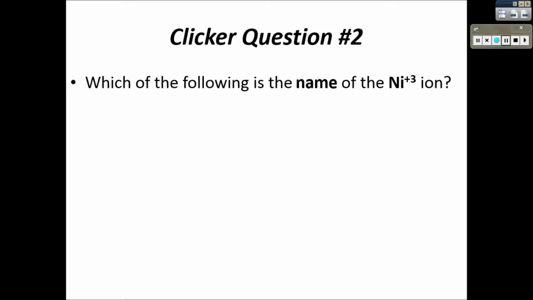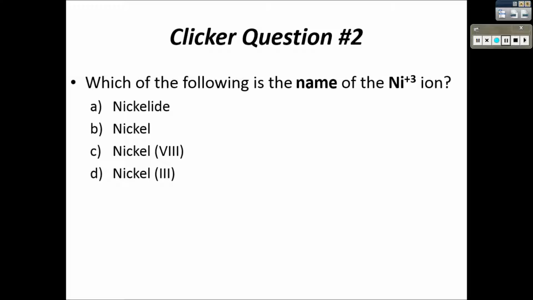What about Ni+3? Would that be called nickelide, nickel 8, nickel 3? Well, nickel is a transition metal, so you don't know what the charge is on it unless we tell you what it is, and we've given it to you there. It's +3. That means nickel is losing 3 valence electrons. So the answer is D, nickel 3.